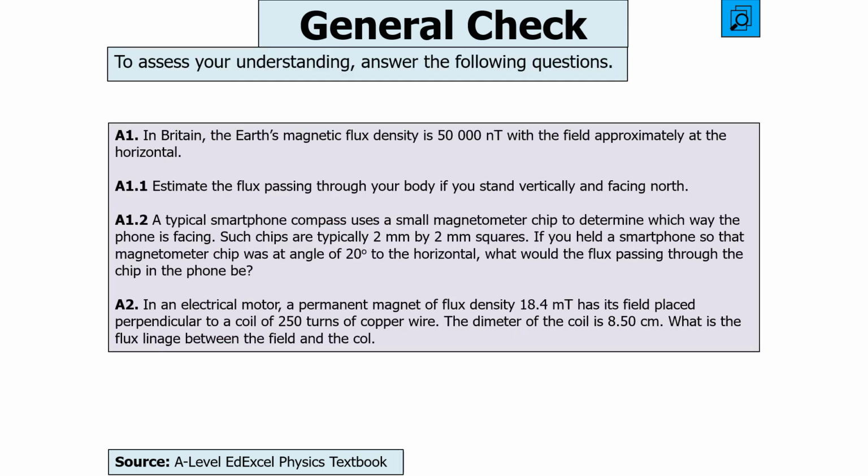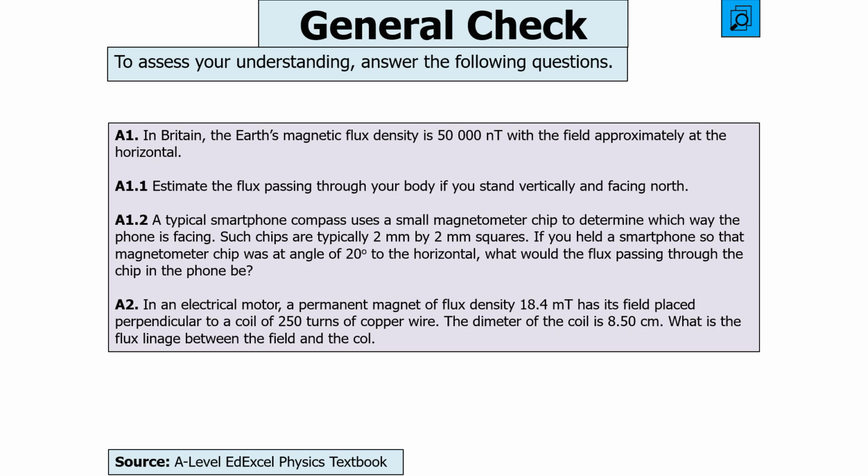The next question says, in Britain the magnetic flux density is 50,000 nanoteslas with the field approximately at the horizontal. Firstly, estimate the flux passing through your body if you are standing vertically and facing north. Then a typical smartphone compass uses a small magnetometer chip to determine which way the phone is facing. Such chips are typically 2 mm by 2 mm squares. If you held a smartphone so that the magnetometer chip was at an angle of 20 degrees to the horizontal, what would the flux passing through the chip in the phone be?